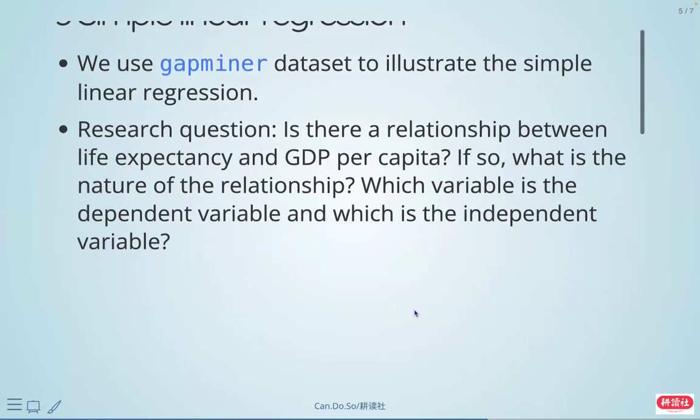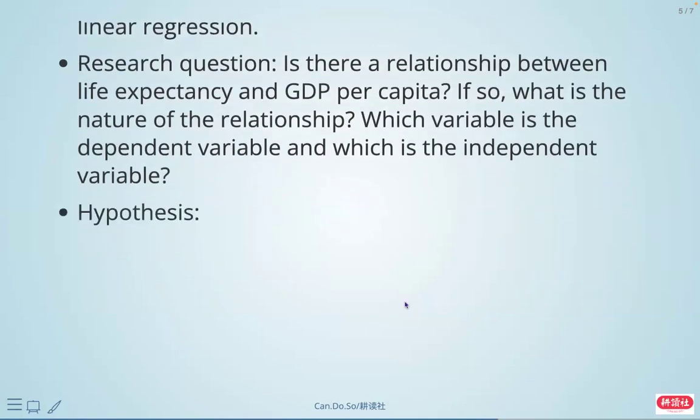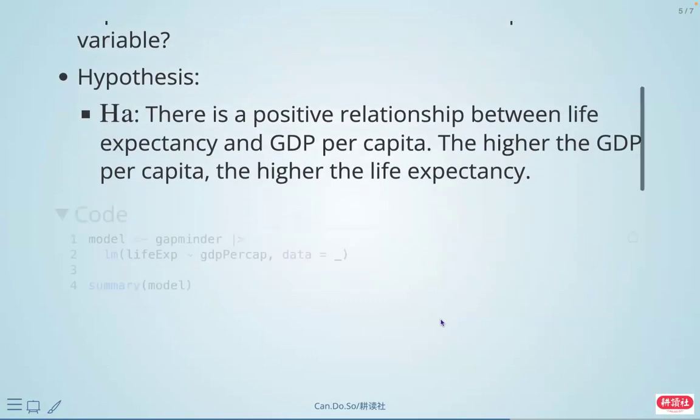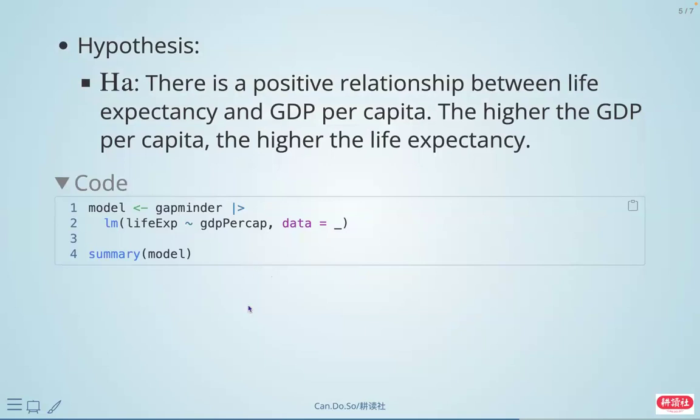So we can have a hypothesis that there is a positive relationship between life expectancy and GDP per capita. The higher the GDP per capita, the higher the life expectancy. Which means we believe that a higher GDP per capita will improve the life expectancy. So let's test it.